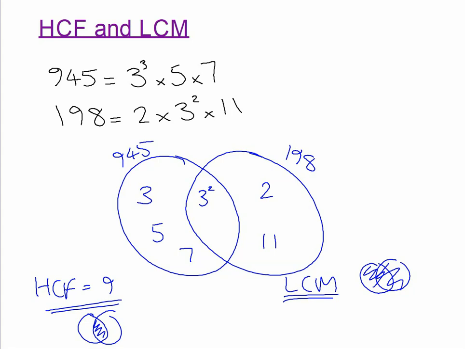So I could do 945 times 2 then times 11. Or I could do 198 times 3 times 5 times 7. Or I could go and times them all. If I'm going to times them all, I'm just going to underline these in orange. I would leave those two till last because that's a 10 and I can easily add a 0.